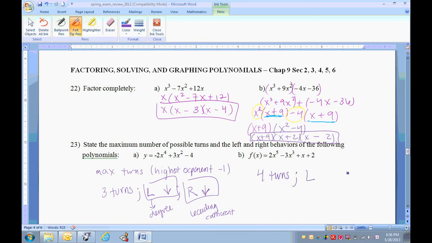The left side and the right side, remember we look first at the leading coefficient, and the leading coefficient is positive. So the right side's going to go up, and the degree is odd because it's 5. So if the degree is odd, remember odd for opposite. So that means it's going to have the opposite behavior of the right side, so left is going to go down.